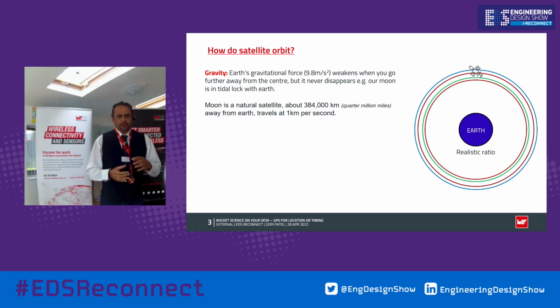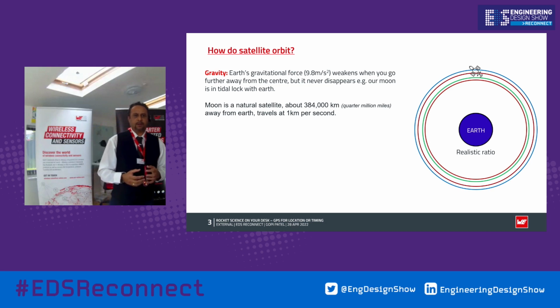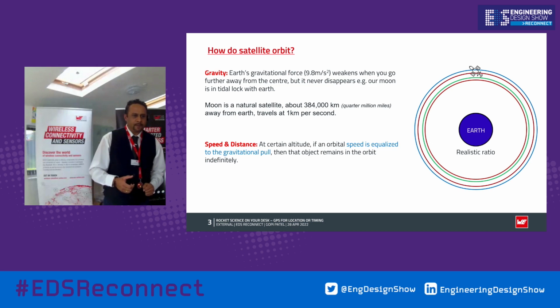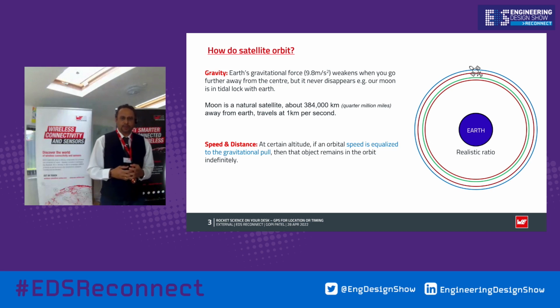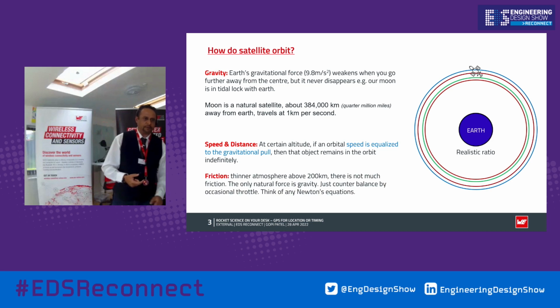Now, the moon is located at nearly 250,000 miles, but it spins, or continues to move in space, at 1 kilometer per second. Who decides that speed, and what happens if you increase or decrease the speed? That brings us to the second topic, speed and distance. If you bring a satellite or any moving object to an altitude high enough and a speed fast enough to counterbalance the gravitational pull, then that object remains in that orbit indefinitely.